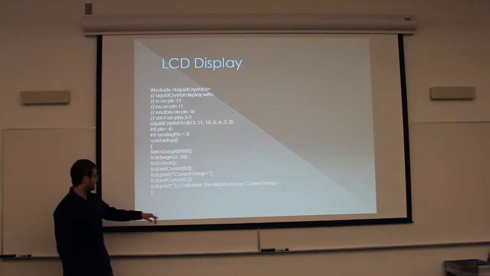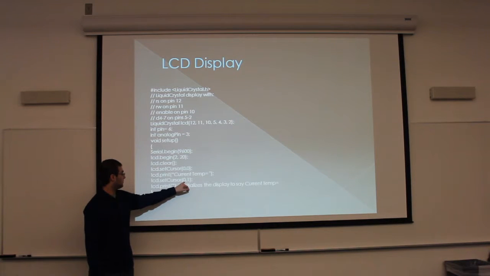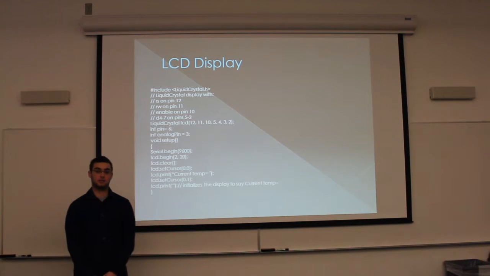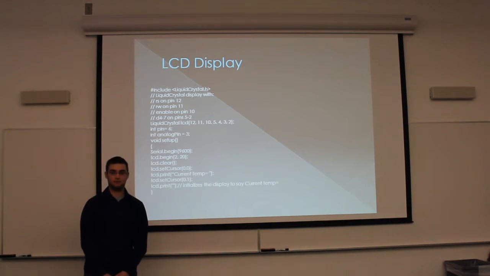And then the second row, I have it so x is 0, y is 1, and I have it as empty quotes, and that sets it blank. So if there was writing on the second row, this would erase it.